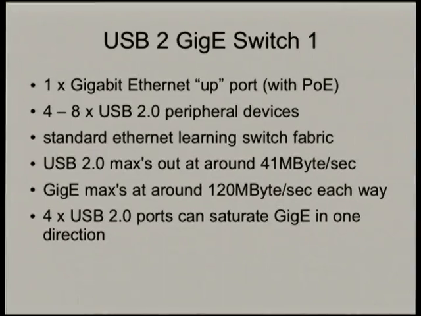With USB 2, using the sorts of devices I'm using, we can get up to around 41 megabytes a second on bulk transfers. So having 4 of those USB 2 interfaces feeding into a single GigE interface is a reasonably good impedance match. If the 4 USB ports were all transferring in one direction at the same time to a destination at the other end of the gigabit Ethernet, then they would actually saturate the GigE. There would be some contention and some lost frames and whatnot. But that's a bit of a corner case, unlikely to occur.